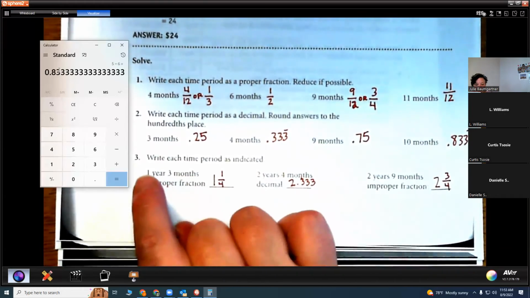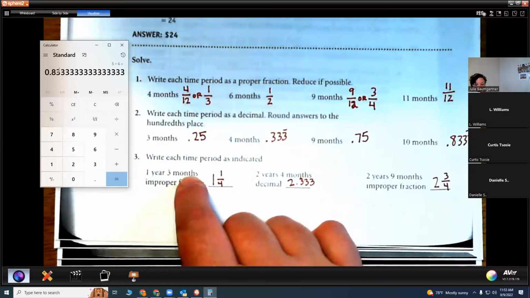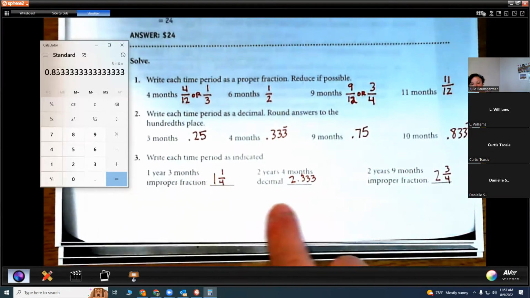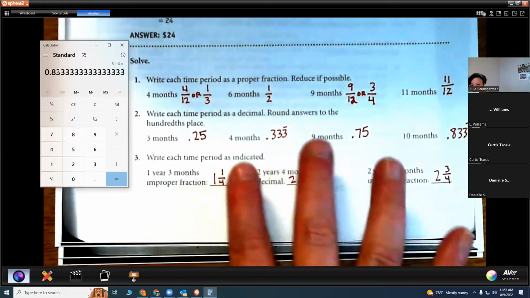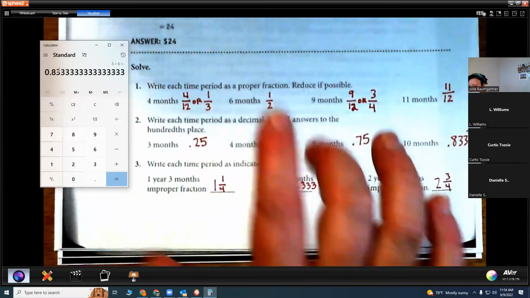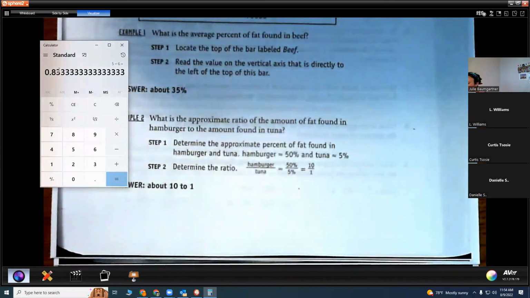So then when you get here, if you have 1 year, then you have a whole and part. So you either write it as an improper fraction or as a decimal. Okay. So we'll need these conversions for our problems, okay? But it doesn't look like we'll get there.